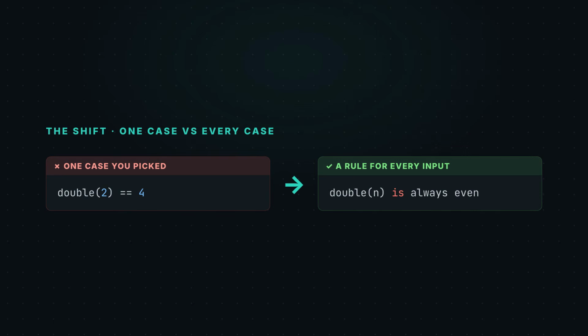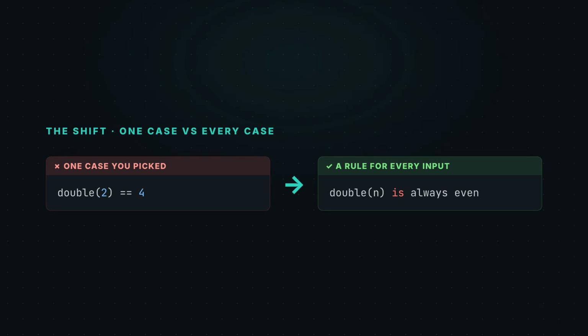Back in school, you checked. Double of 2 is 4. 1 case, 1 point. That's an example test. You pick the input, you check the output. A property is a completely different thing. It's the whole rule. Double any number, and the answer is always even, not just for 2. For every number there is.